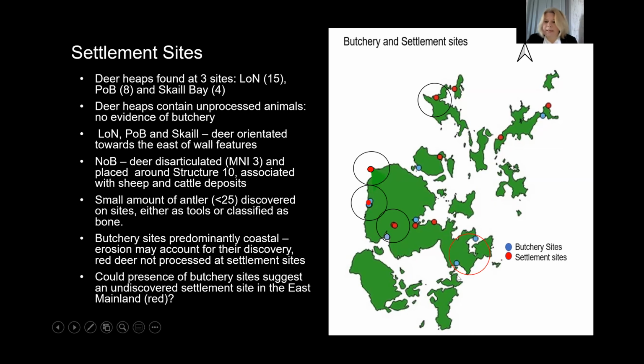Another interesting point to make is the red circle here on the right, where we've got these two butchery sites on the East Mainland, and there are no known Neolithic settlement sites here. But what we do have is 2 Iron Age sites, and it may well be that these red deer butchery sites are associated with Iron Age sites, which would also be interesting because it would mean that maybe whatever cultural significance is attached to the processing of red deer during the Orcadian Neolithic may have actually continued later on.